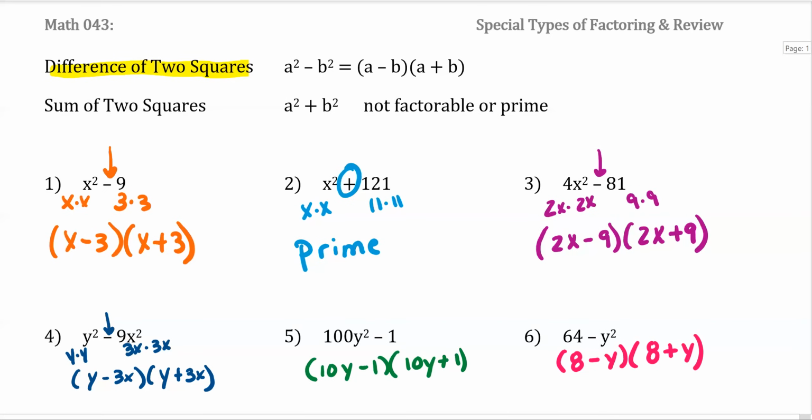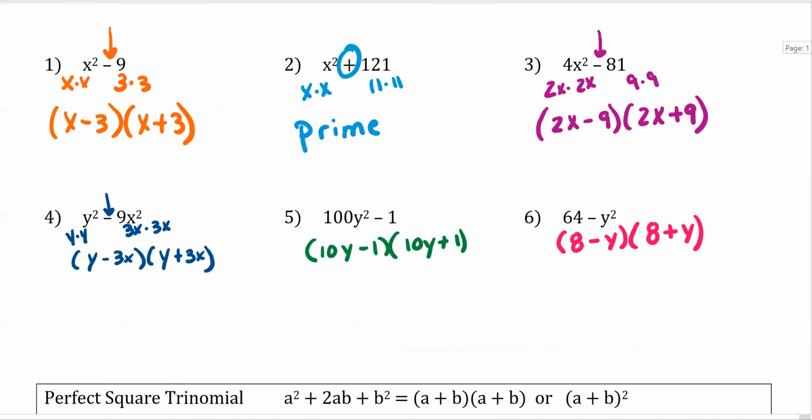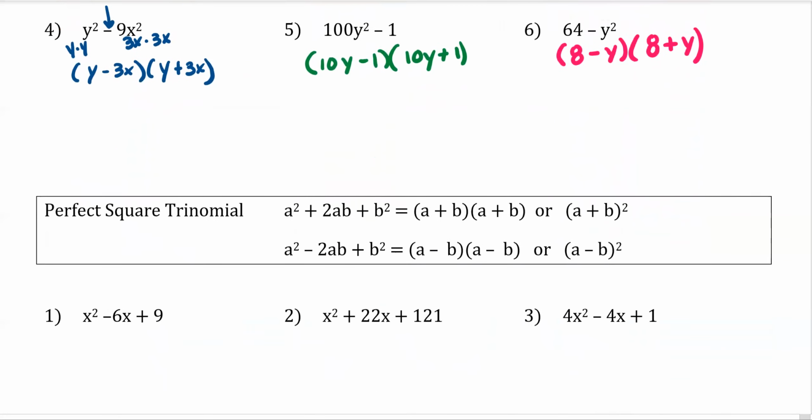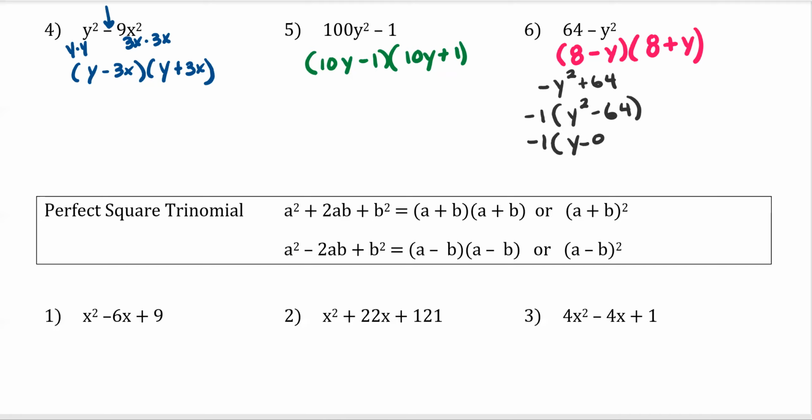And number 6 is unique in that if we decided to rewrite this, negative y squared plus 64, our leading coefficient is negative. So if we factor out a negative 1, now we have y squared minus 64, which is a difference of perfect squares. So that could also be an answer. Again, that particular problem is unique and both answers are correct.